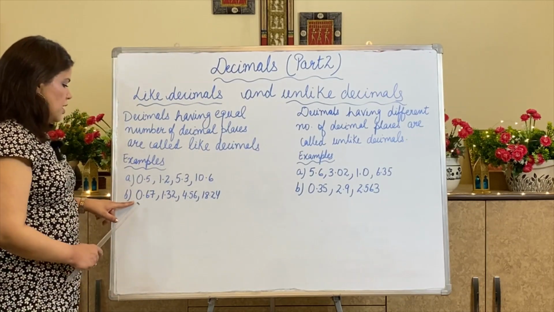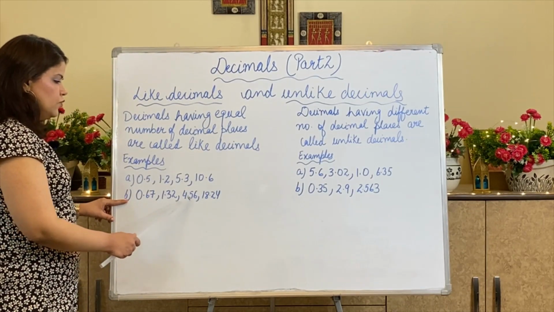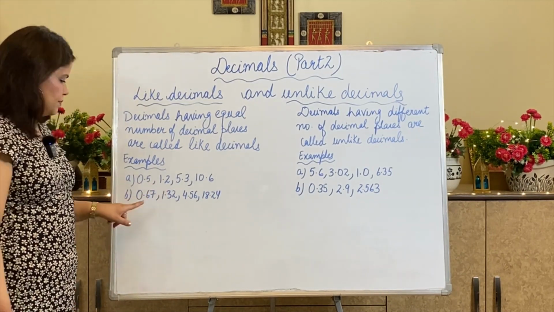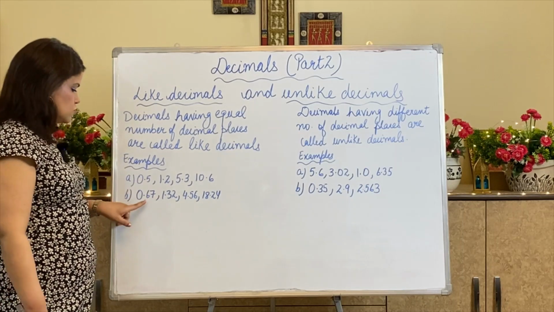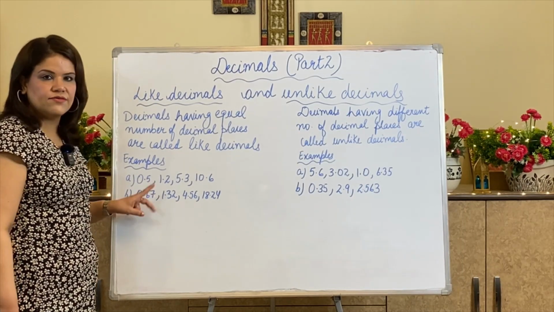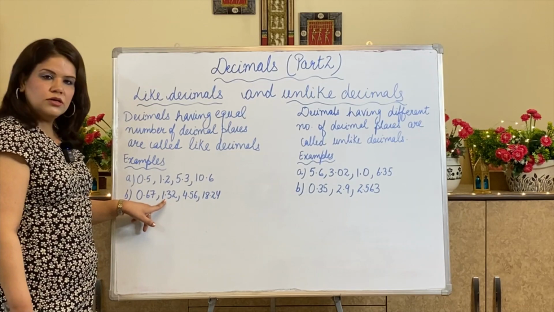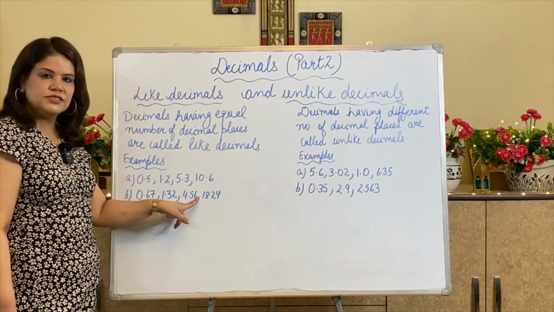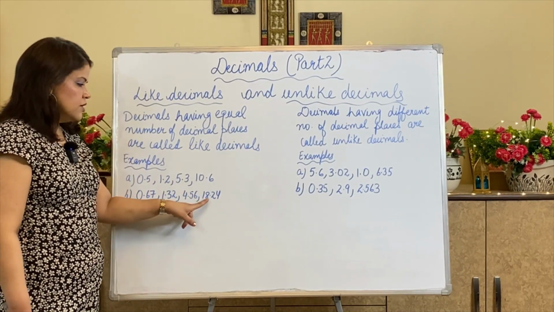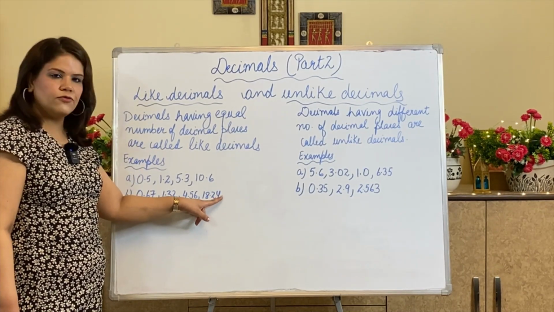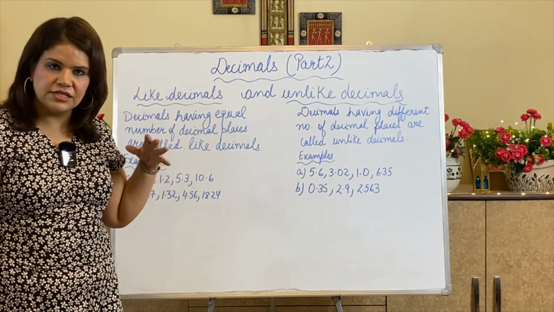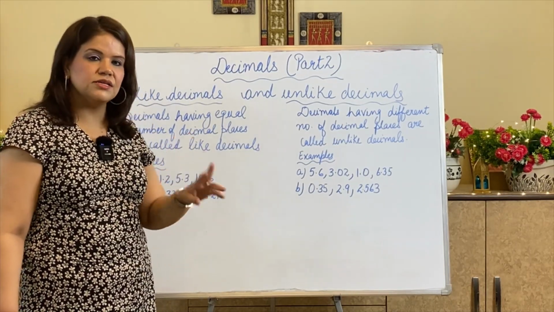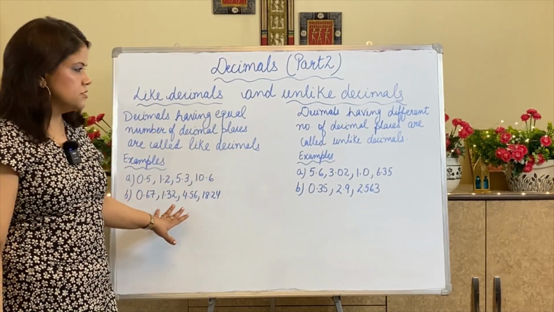After the decimal we start with the decimal places. In this part, 0.67, 1.32, 4.56, 18.24. Can you tell me how many decimal places are here? This one has 2 decimal places. Why? Because after the decimal we have 6 and 7, 2 numbers. After the decimal we have 3 and 2, 2 numbers. 5 and 6 after the decimal, 2 numbers. After the decimal, 2 and 4. That means all these numbers have 2 decimal places. Since all the numbers have 2 decimal places, these are like decimals.